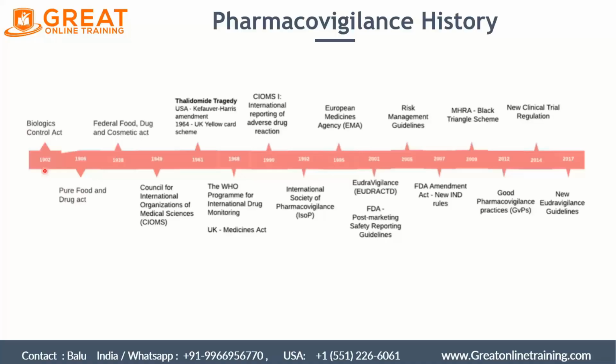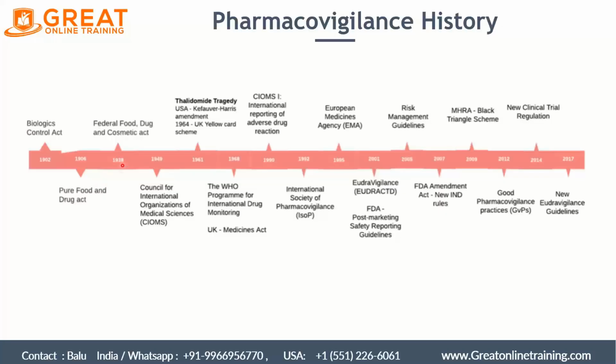So in 1902, the FDA started the Biologics Control Act, which was followed by the death of children from a contaminated vaccine. And then later in 1906, because of this, they initiated the Pure Food and Drug Act for any food supplements and also for the medicines.